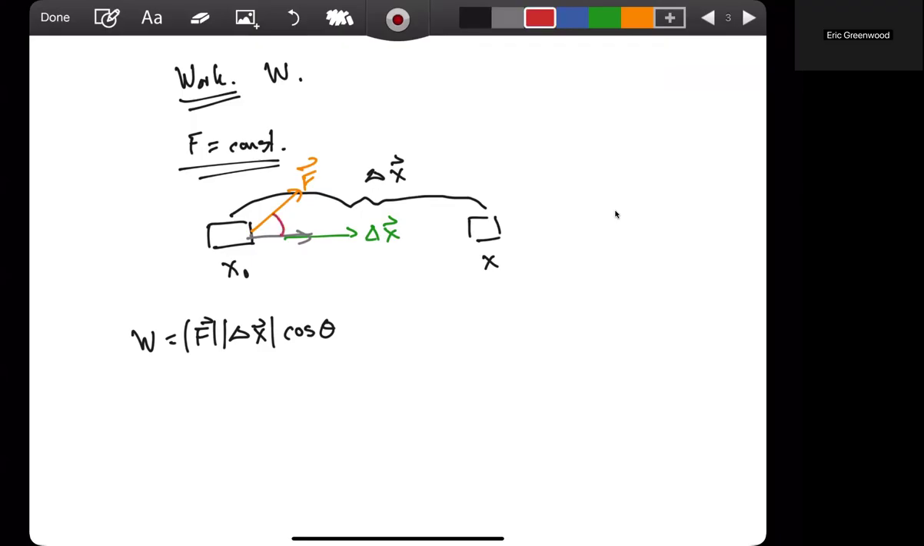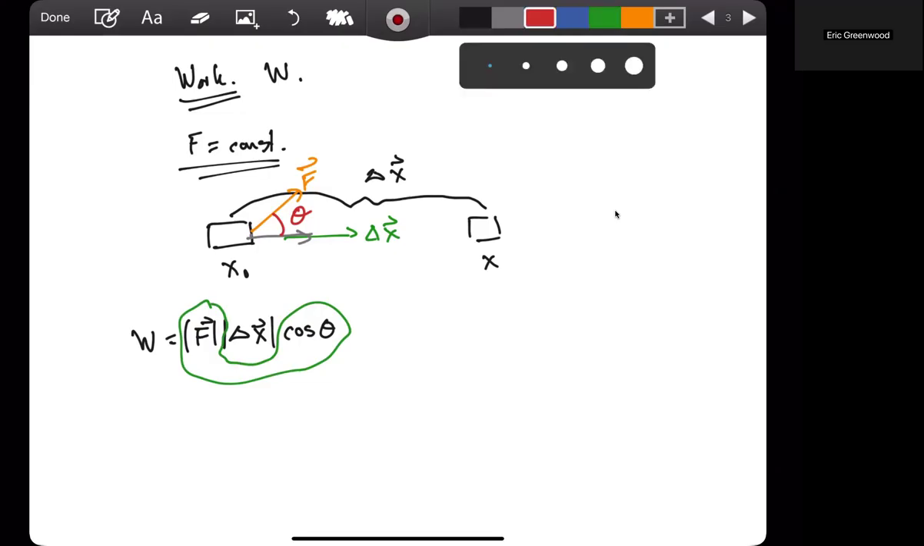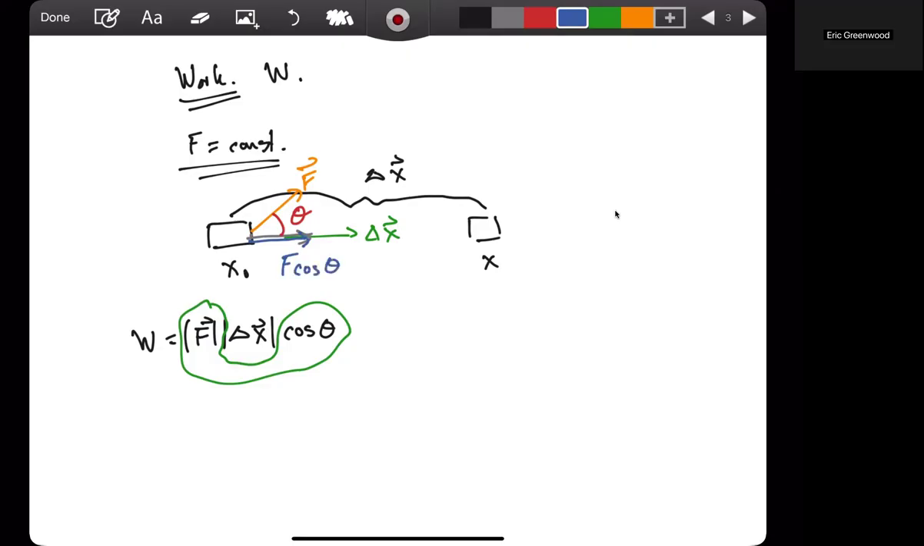If these are at an angle of theta, then the only way to do work on the system is if the force acting on my object is somehow parallel to the motion of the object. That's what these two terms are saying. What this says is I want the parallel component of the force. We can always break down my force into this component here, which is F cosine theta, because this is my adjacent side, which is my parallel portion of the force. So ultimately, what does this tell me?